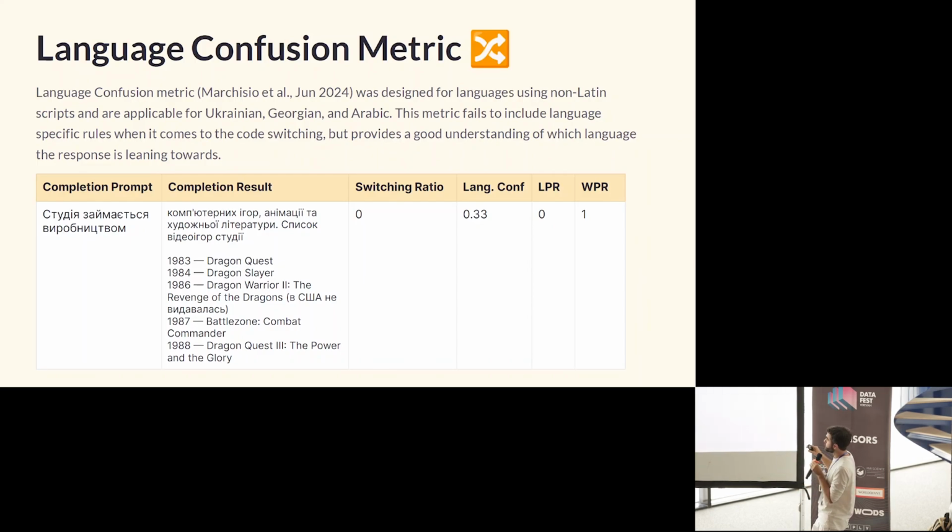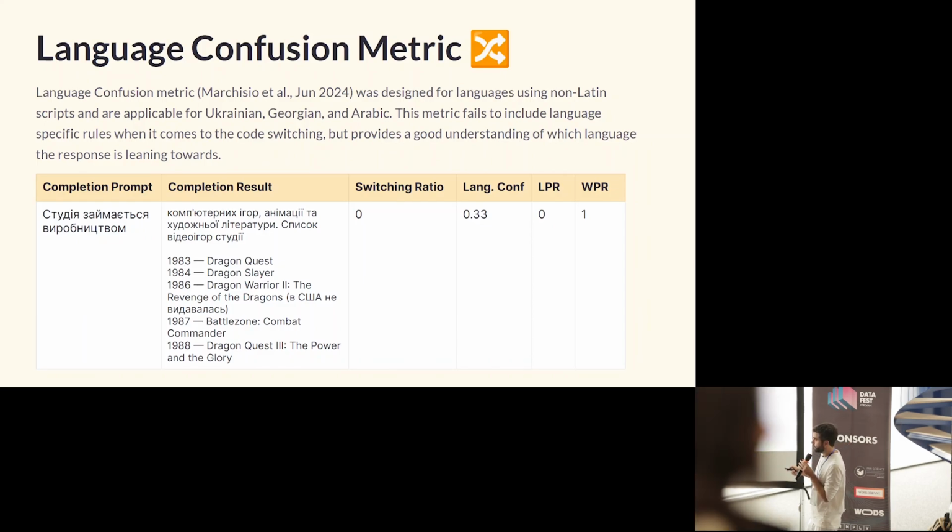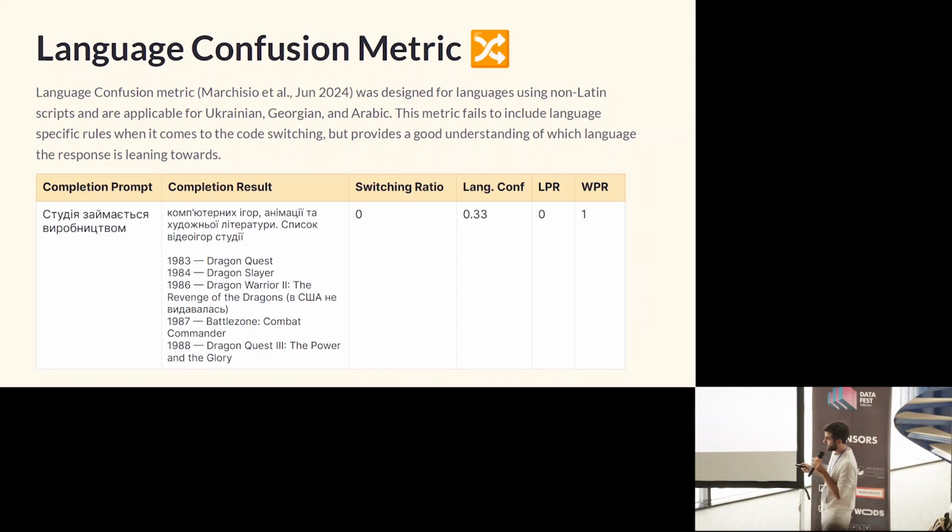But this metric fails to include language-specific rules when it comes to code switching. It provides a good understanding of which language the response is leaning towards, but ignores those language-specific rules. For example, here you see a Ukrainian prompt that generates a list of computer games. In reality, this is not a code switch because we don't expect people to transliterate these things into Ukrainian. But the language confusion metric detects it as language confusion, and it's not. So we account for that, and the code switching metric works correctly.